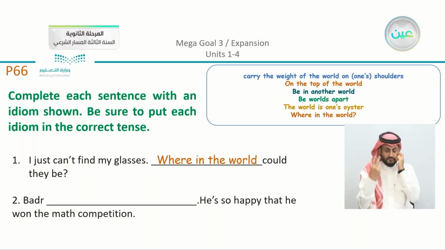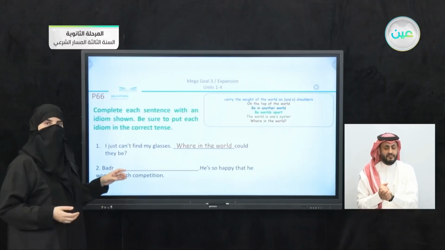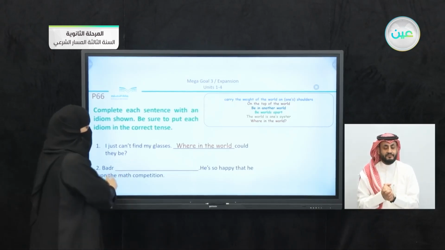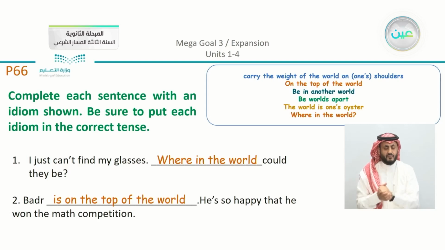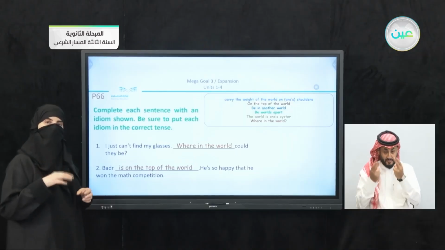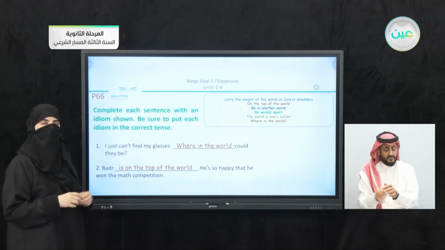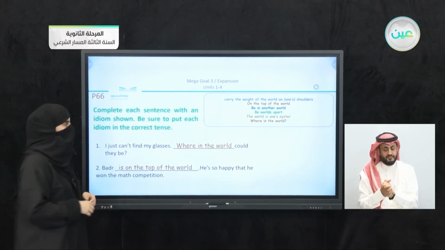We have number 2, Badr, blank. "He's so happy that he won the math competition." So note here that we have someone who's very happy. Which one of these idioms can be used to express happiness? We can say that Badr is on top of the world. Now note that I'm also using the correct verbs. We have here "is," the verb to be, added to the idiom or the phrase.